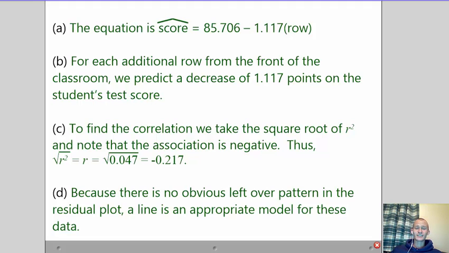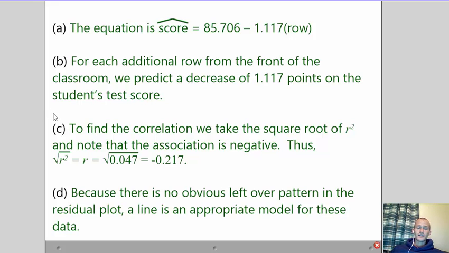For question B, it asks us to interpret the slope. Looking at our slope, we see that it is negative 1.117. So that's change in y over change in x. Our change in y is that we're going down by approximately 1.1 for every 1 that we increase in x. So for our interpretation, for each additional row from the front of the classroom, we predict a decrease of 1.117 points on the student's test score. I'll have all of these linked on Canvas, so if you don't have time to write down all of these, I'd recommend you pull up that Canvas document and copy these down and just follow along with us as we go through the video.